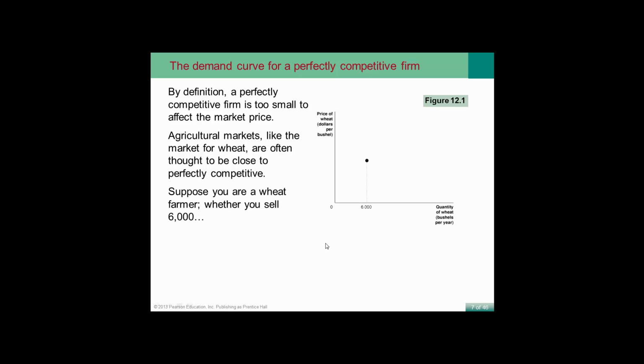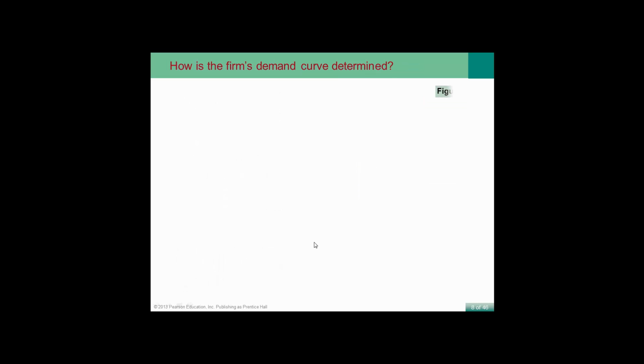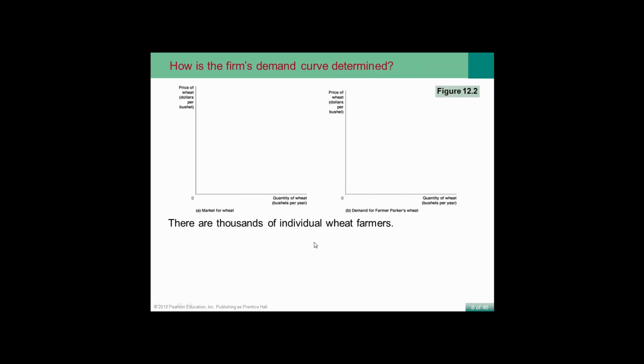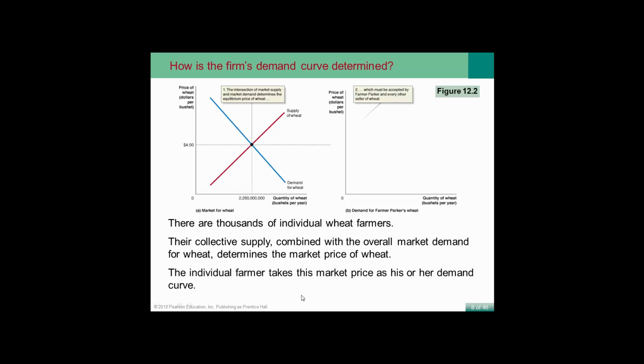So suppose you're a wheat farmer. Whether you sell 6,000 or 15,000 bushels of wheat, you receive the same $4 per bushel. So as you can see, demand is a straight line. There are thousands of individual wheat farmers. They collectively supply the overall market, and supply and demand for wheat determine the price. $4 is market equilibrium. Individual farmers take this market price as their demand curve.